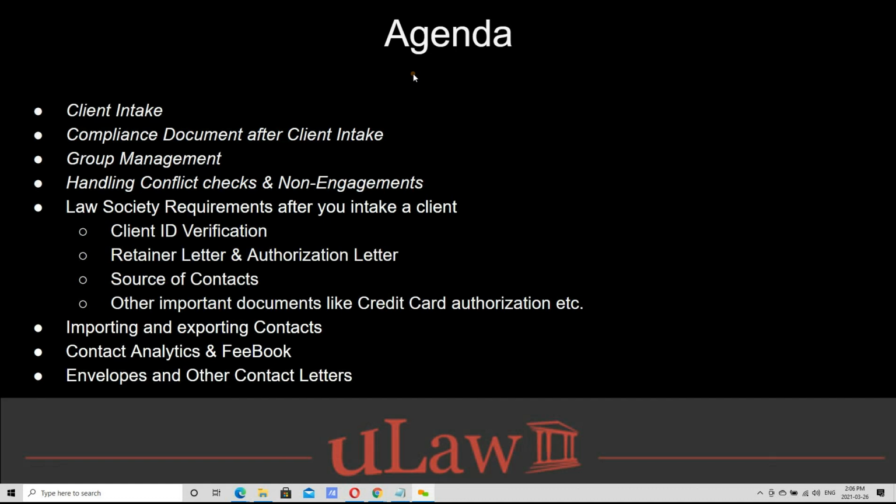So the source of contact is that simple field that you're able to fill out when you do that client intake that not only allows you and your firm to have a better appreciation for the channels through which you're getting recognized and you're getting clients from, but also is a compliance document that you can present if and when asked for, because sometimes the auditors may want to make sure that you're not just a referral firm, that you're actually a legal firm doing legal work. Okay? So source of contacts, a very important document for you to keep in mind.